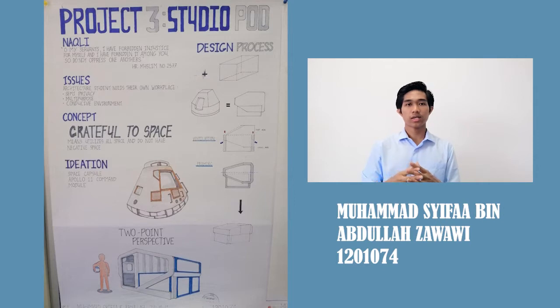First, I will talk about the issues that I came up with through the design. The first issue related to the design is that there is no personal space for the architecture student in the studio. As we know, we architecture students gather together in one studio, which means we don't have any specific place like a personal room or something like a studio pod. In the studio, we just have a drafting table for each of us to do work.